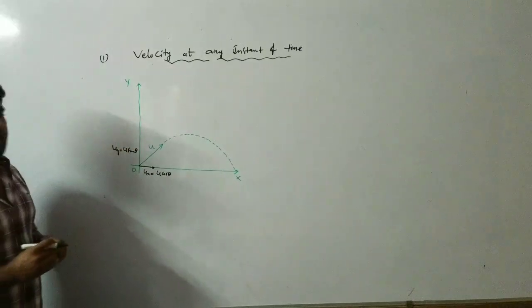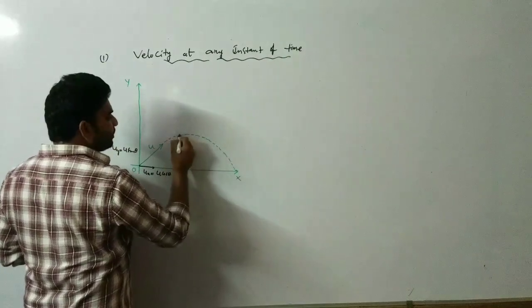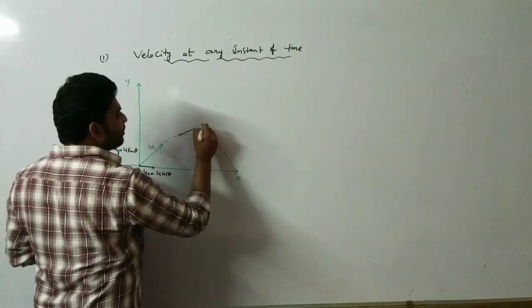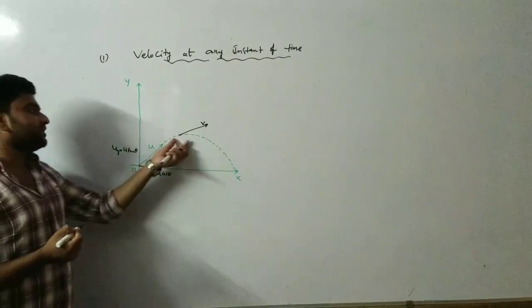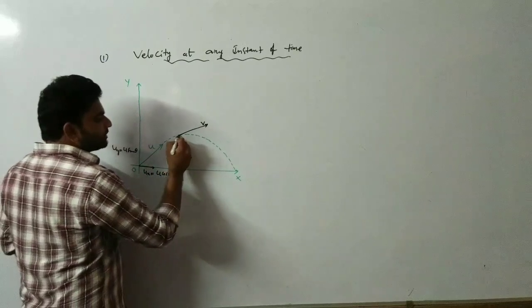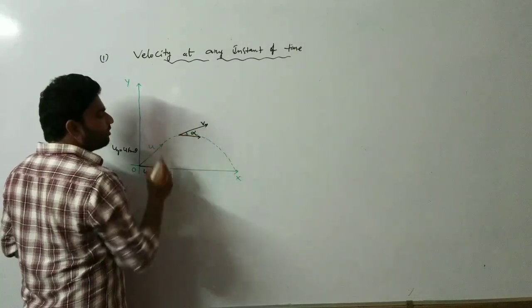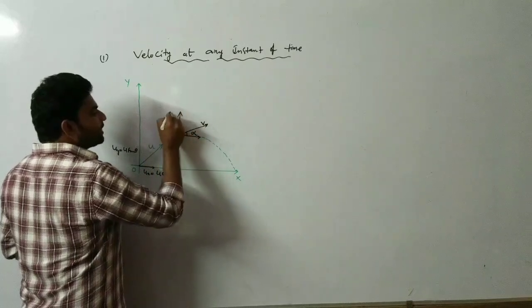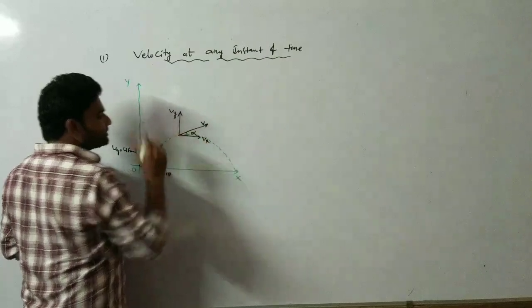My intention is to calculate what? Velocity at any instant of time. For example, here I want to calculate the velocity. Let this be v. I am drawing the tangent over the trajectory, it gives my velocity, right? If I divide it into components, this becomes my horizontal component. Let this be making an angle alpha, and this becomes my vertical component. Let me consider this is vy and this is vx.